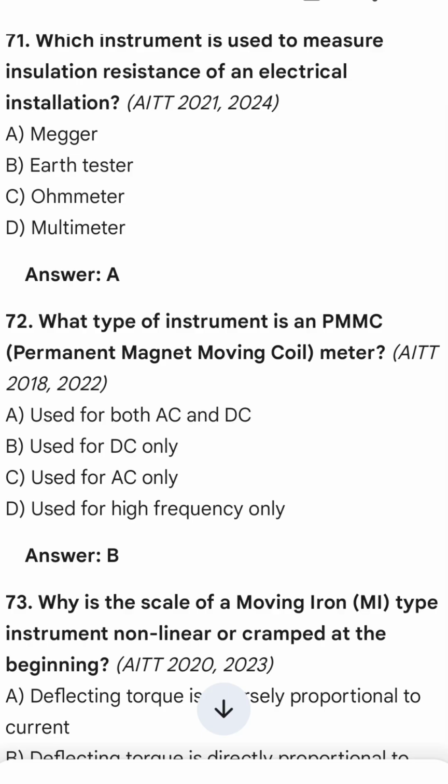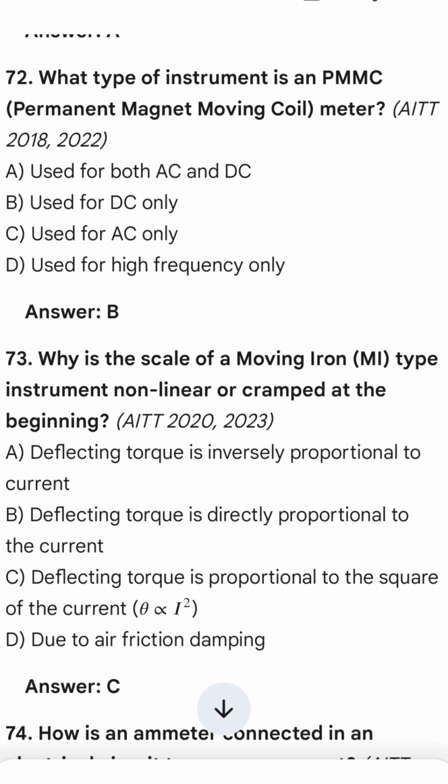Question number 72. What type of instrument is a PMMC, permanent magnet moving coil meter? AITT exam 18 and 22. Option A, used for both AC and DC. Option B, used for DC only. Option C, used for AC only. Option D, used for high frequency only. Option B, used for DC only is the correct answer.